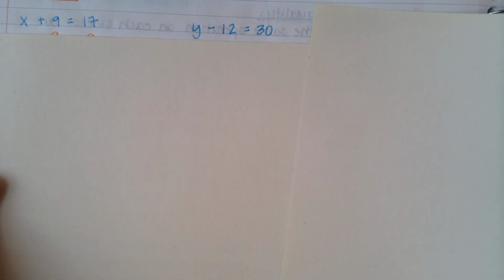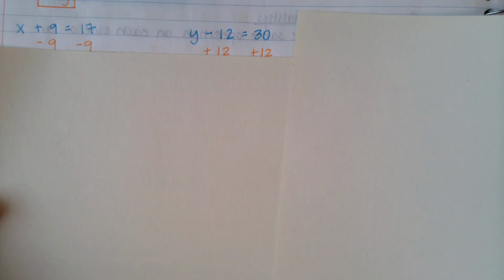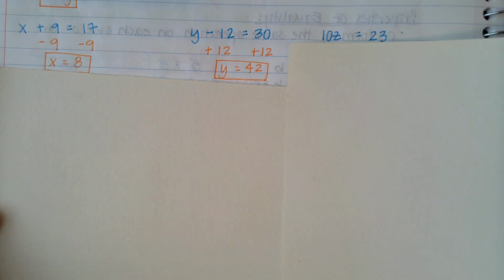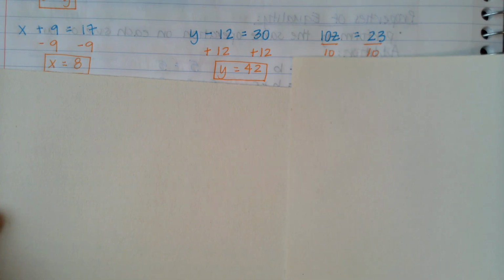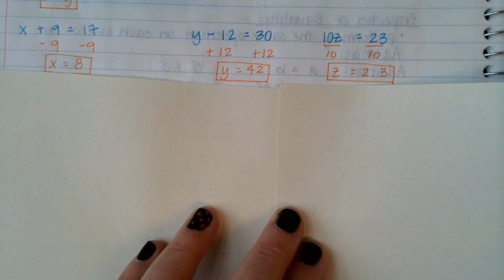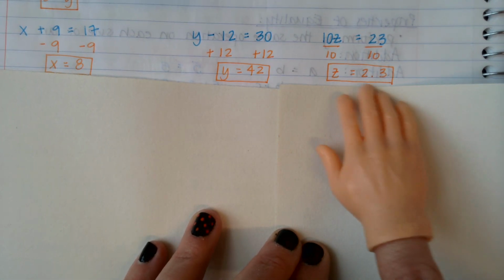So if I have x plus 9 equals 17, then I would subtract 9 on each side to get x equals 8. If we have y minus 12 equals 30, the opposite of subtracting 12 is adding 12 to get y equals 42. And then here we have 10z equals 23. Divide each side by 10, and we get z equals 2.3. Remember that dividing by 10 just moves the decimal once to the left.